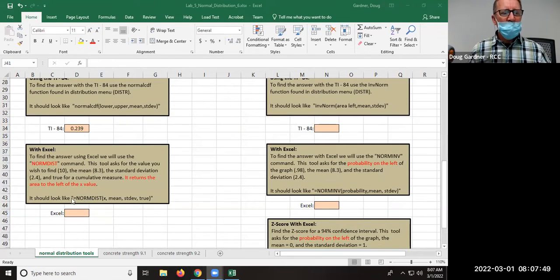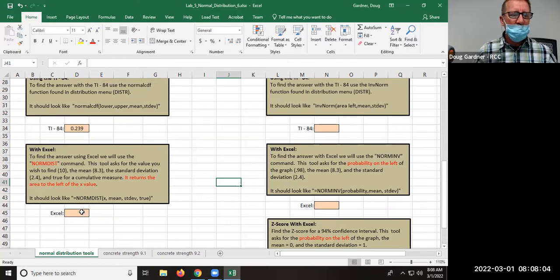Let's use the norm dist. And again, this is nice, as I said, self-explanatory, because I even showed you the command. So okay, what's the command? You should be familiar with the fact that in Excel, you have to put an equal sign in front of it if you want it to do something. So I told you the syntax right here. So the syntax is, oh, isn't that weird? It's in a different order.